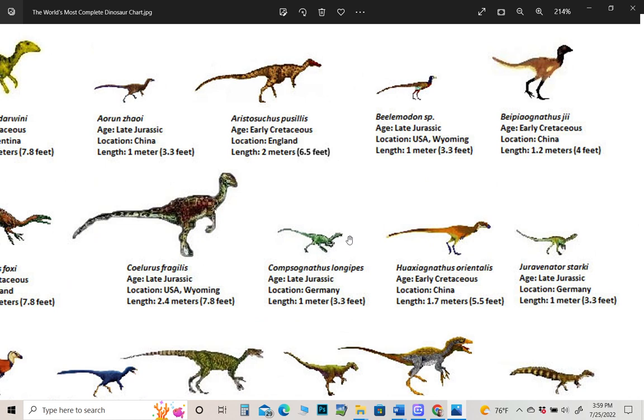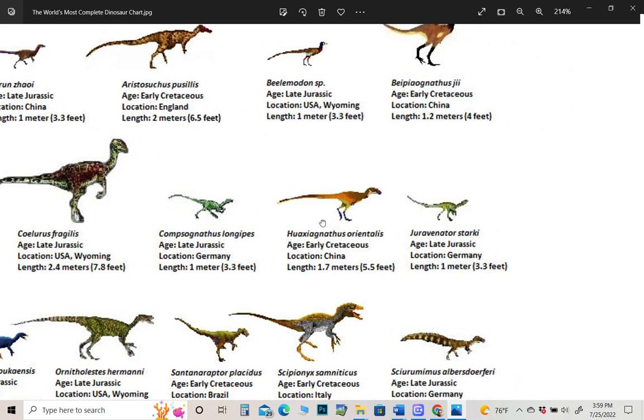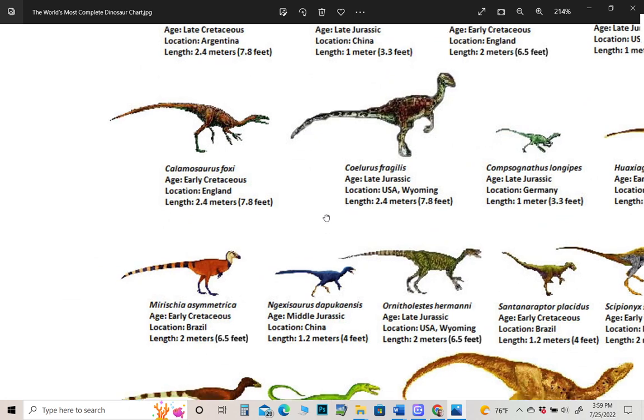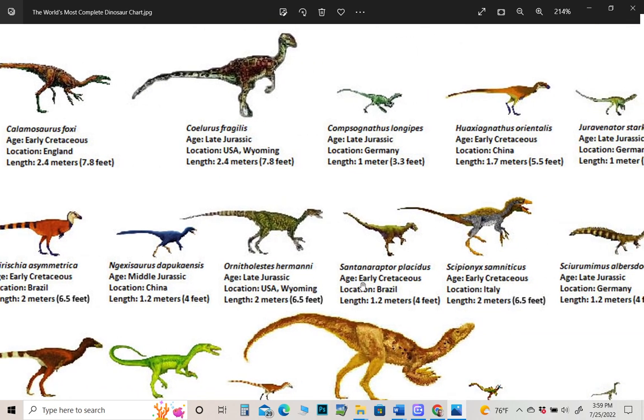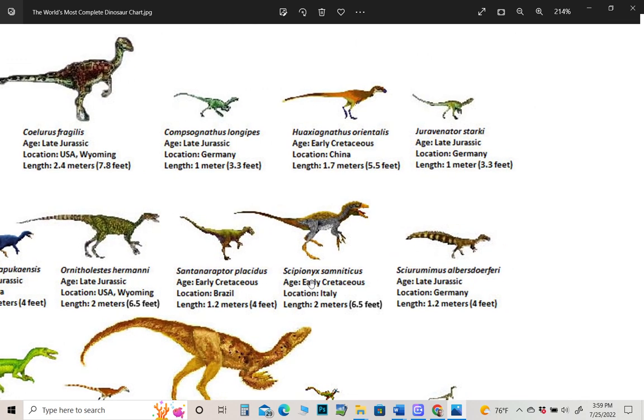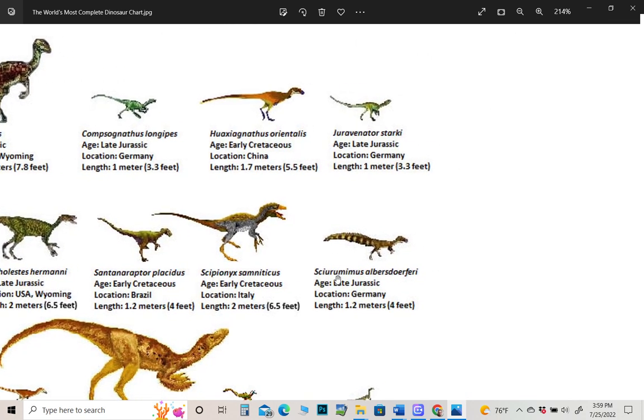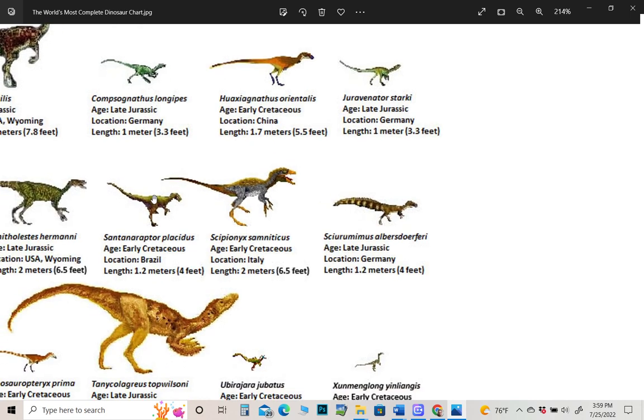Compsognathus. This one lived right alongside that miniature Brachiosaur in Germany. Eucameratus, Jurovenator, Miritia, Negexiosaurus, Ornitholestes, Santanaraptor, Scipionyx, and Scurriomimus, or squirrel mimic. They actually discovered this one had a squirrel-like tail, which is kind of cool. The fluffy, kind of hair-like proto-feathers on the tail.